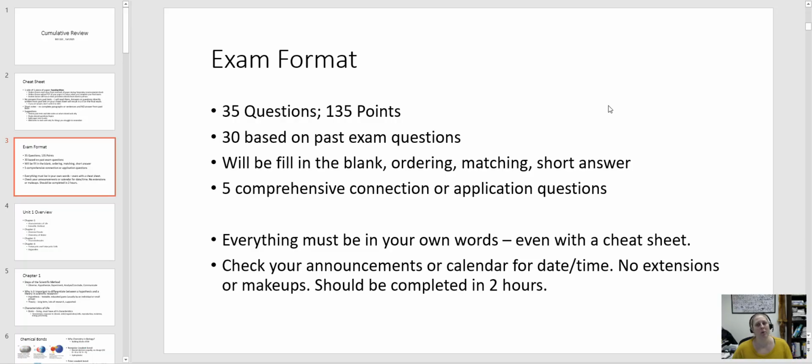Seated classes have an hour and 50 minutes, so that is what the exam is built towards for both seated and online classes. So if you have any particular questions about the cheat sheet or the exam format, definitely check with your instructor. But let's get into the basic concepts.